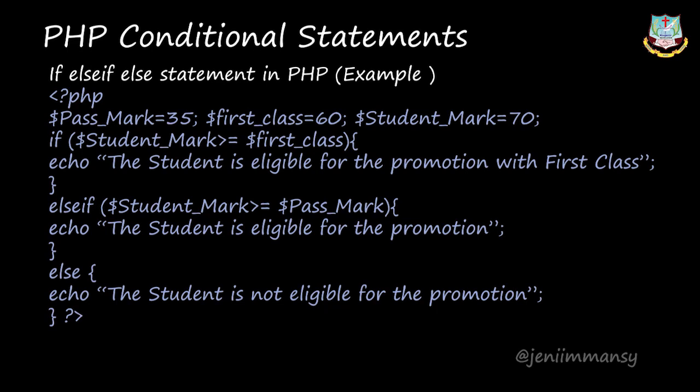In the else if line, we have student mark greater than or equal to pass mark. If the student mark is greater than or equal to the pass mark, then the next set of statements, here the student is eligible for promotion, will be displayed. Or if we are giving some set of codes, that set of codes will be executed. Or if both the conditions are false, then we get the third set of statements, can you see there? The student is not eligible for the promotion.